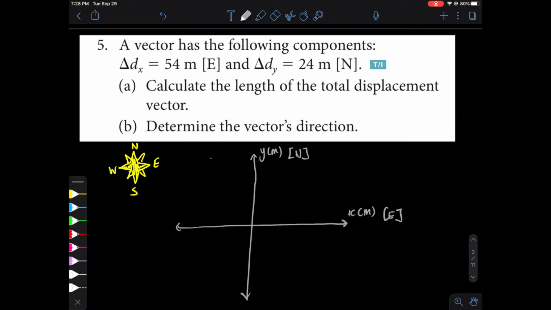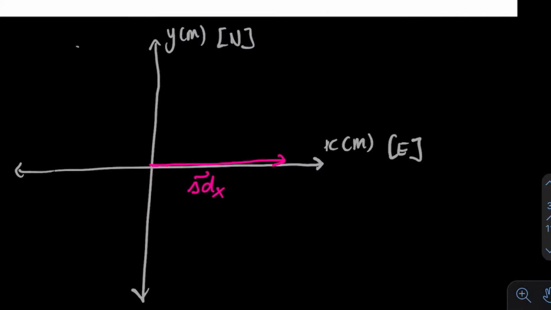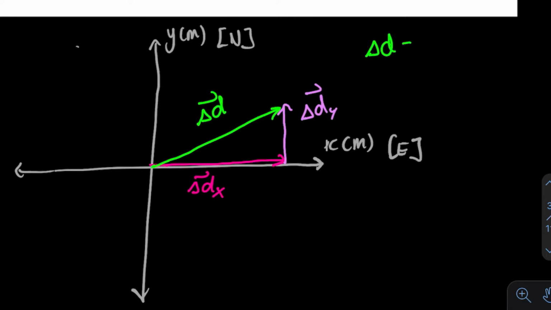Drawing the two component vectors that they gave us, the horizontal component is 54 meters east, delta dx, and delta dy is 24 meters north. Notice that I attached them head to tail, because delta dx plus delta dy gives you back the total displacement. As we saw before, right? Delta d is the sum of its two components, delta dx plus delta dy.